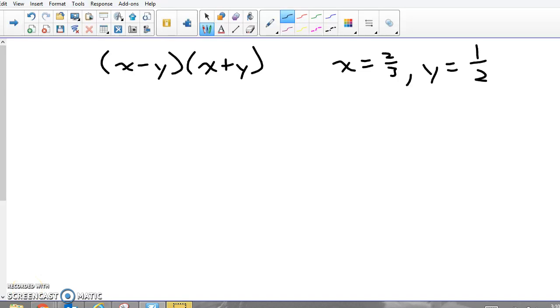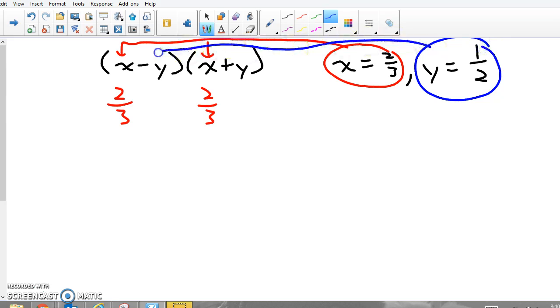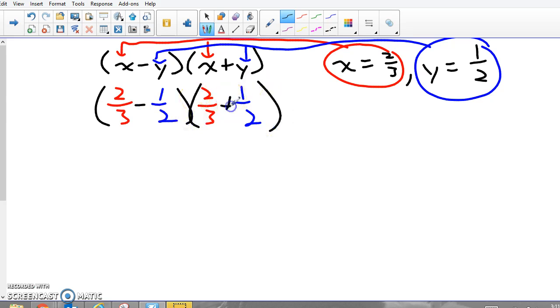So again, we're asked to evaluate the expression. So again, we're going to take our numbers that are given to us. X is 2/3, and every time I see X here and here, I'm going to replace it with 2/3. And then Y is 1/2. So every time I see it, I'm going to replace it with 1/2. And I'm going to bring down everything else. A minus there, a plus here.